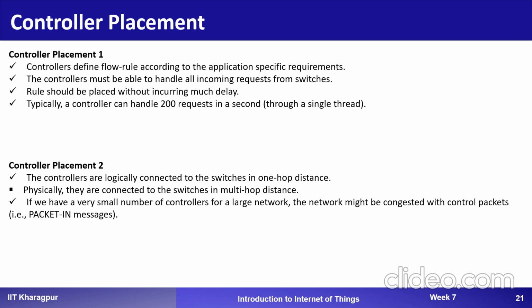If we have a very small number of controllers for a large network, the network might be congested with control packets. So basically, if you have a large network and you are using only one controller or a few controllers, then those controllers are not able to handle or control the entire network. In that case, your network will be congested with the packet-in messages.